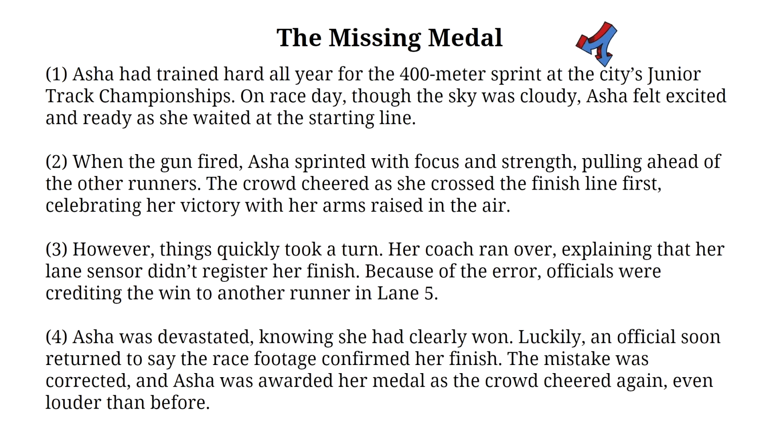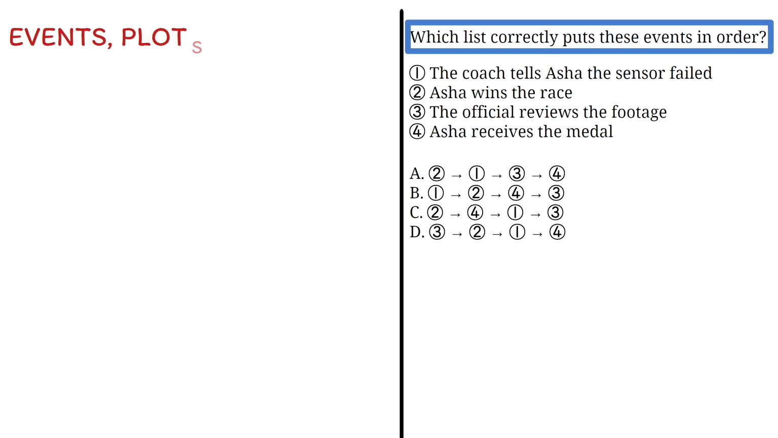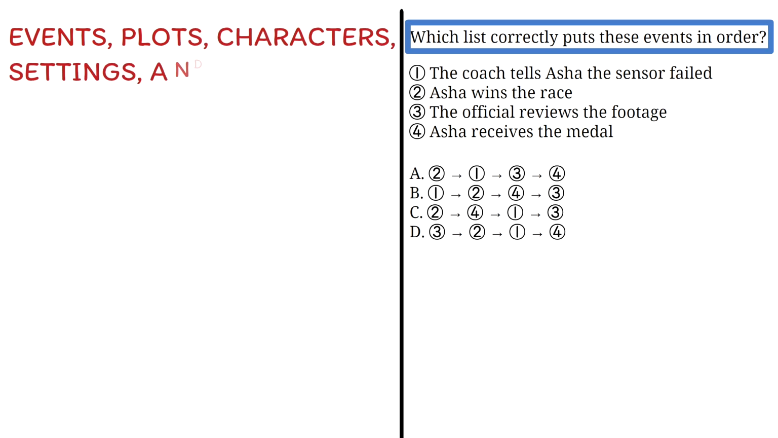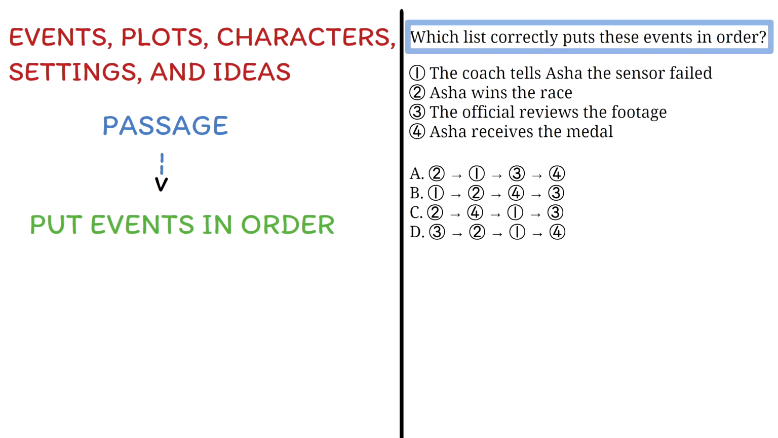Read the passage titled, "The Missing Medal," and answer the following question. Which list correctly puts these events in order? This question tests your understanding of events, plots, characters, settings, and ideas, a key skill to pass the GED Reasoning Through Language Arts test. Here, you'll be presented with a passage and asked to put events in order according to the text. Now let's take a look at the question.